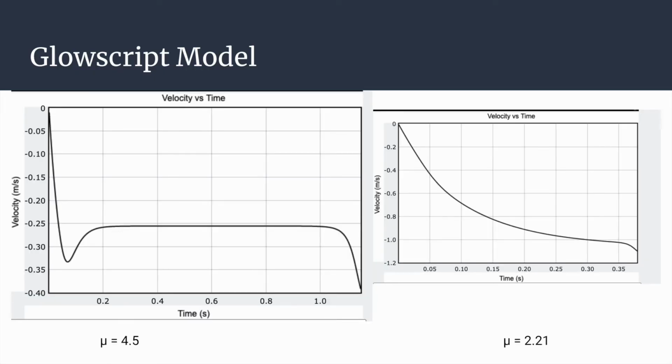Here are the graphs that were produced by the GlowScript model. As you can see, the graph on the right is the graph of velocity as a function of time using my mu value from lab 3. This was not the graph that I expected, and the time for it to fall through the tube was much lower than it had been experimentally, and so after playing around with the mu value a little bit, I came to a mu value of 4.5, which created a much more accurate graph.